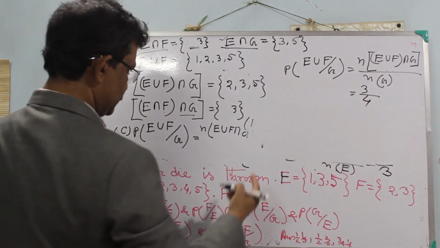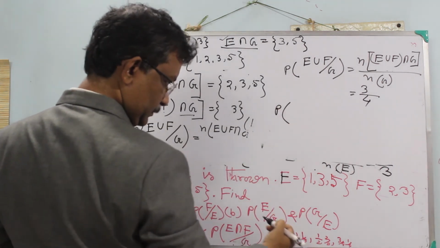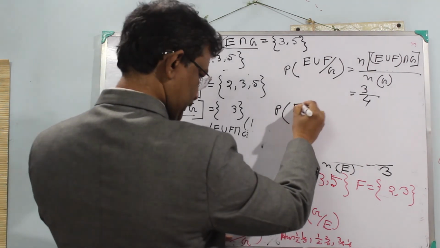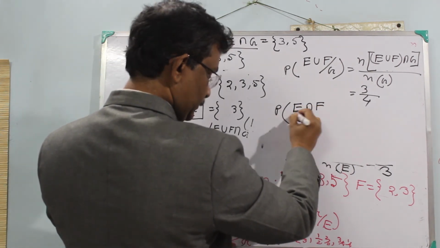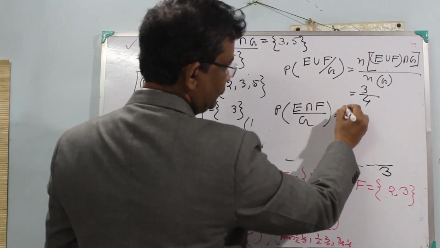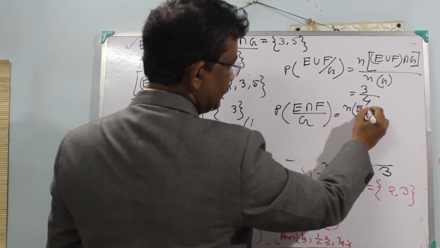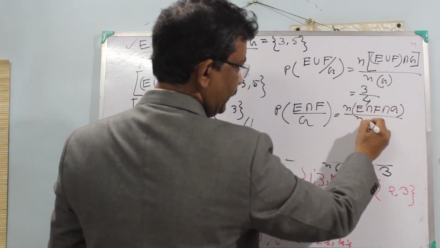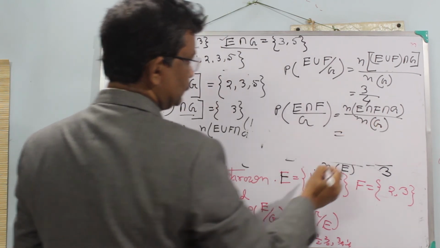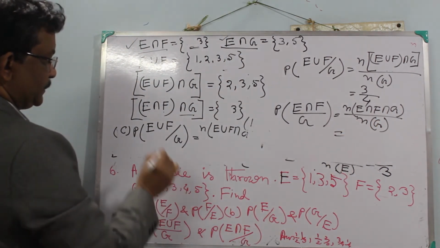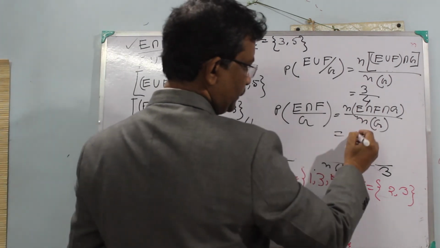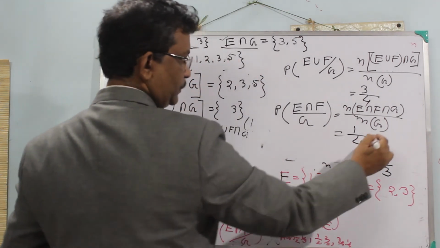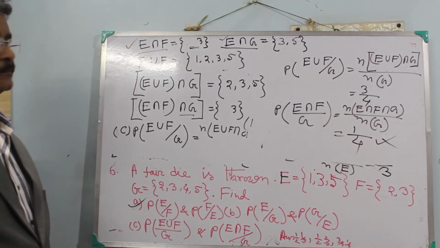And last, probability of E intersection F when G has occurred. Again same, N of E intersection F intersection G by N of G. So E intersection F intersection G is 3. That means number of elements 1, and G number of elements 4. So 1 by 4 is the correct answer. It is very easy.